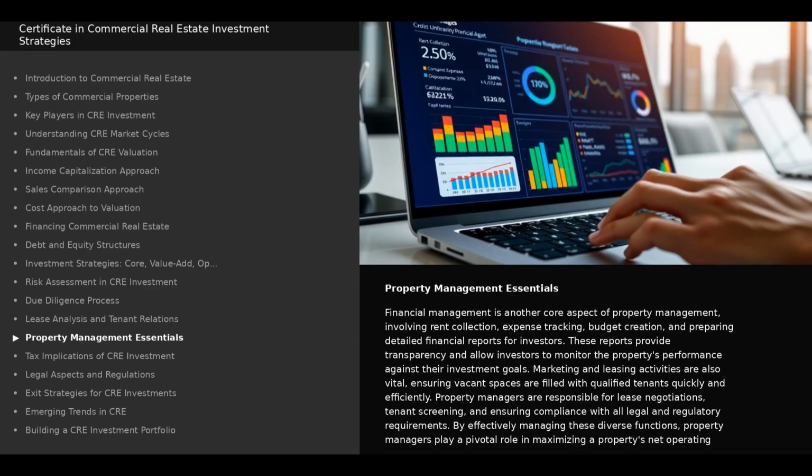By effectively managing these diverse functions, property managers play a pivotal role in maximizing a property's net operating income and, consequently, its overall market value. Their expertise is indispensable for long-term investment success.